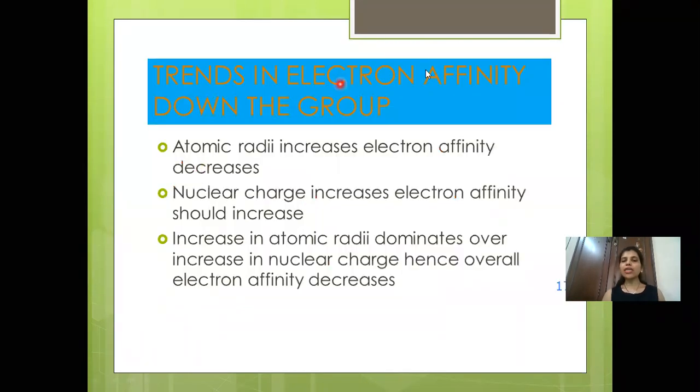Next is trends in electron affinity down the group. Atomic radii increases, electron affinity decreases. Nuclear charge increases, electron affinity should increase, but the increase in atomic radii dominates over the increase in nuclear charge, and hence overall electron affinity decreases. Now we go to the next part.